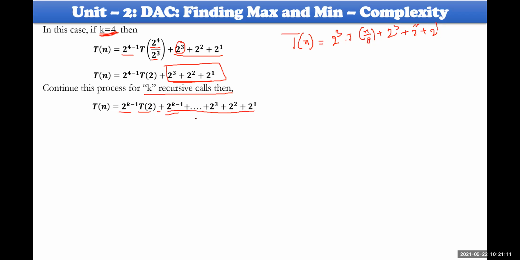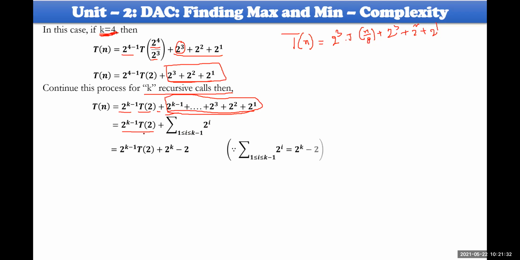Okay. Now you can see this one. So 2 power k minus 1 into 2 t of 2 plus, if you make them into one sigma expression, something like this, i from 1 less than or equal to i less than or equal to k minus 1, which is 2 power i. Okay. Now you can see this one. 2 power k minus 1 into 2 t of 2 plus, if you solve this particular expression, so 2 power k minus 2. This is 2 power k minus 2.